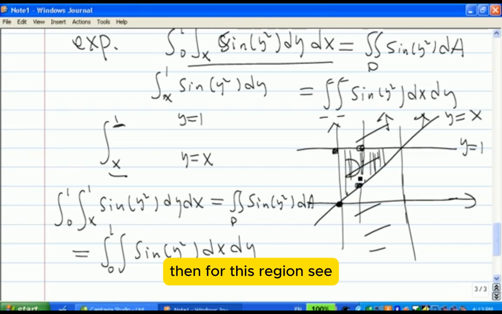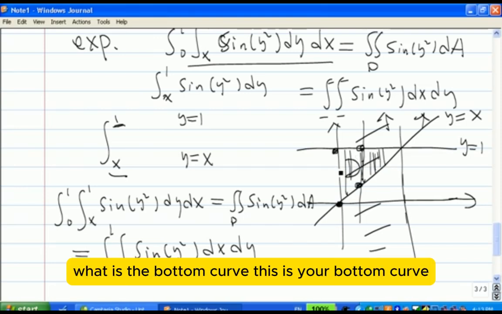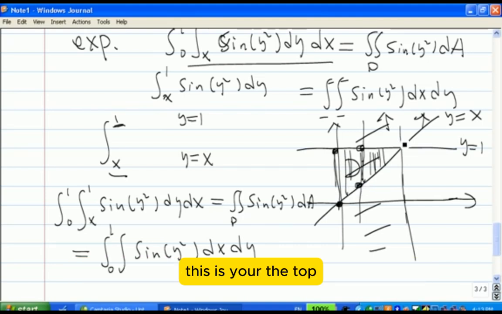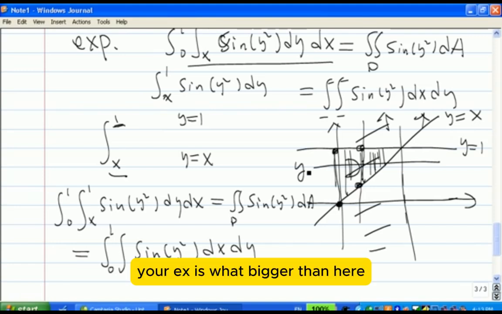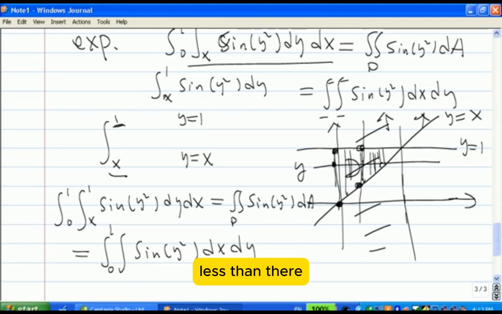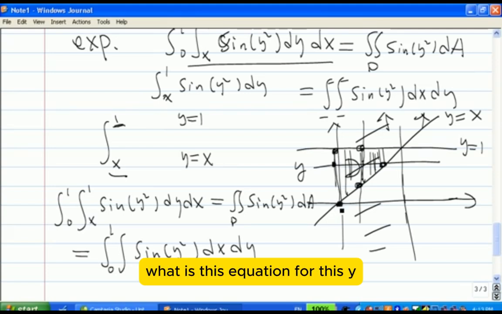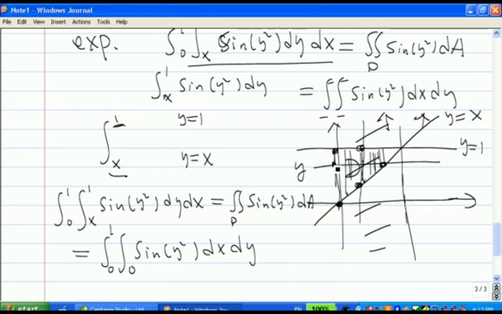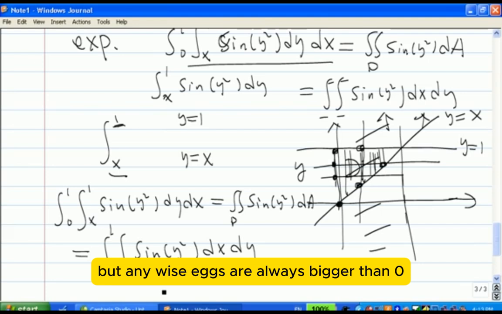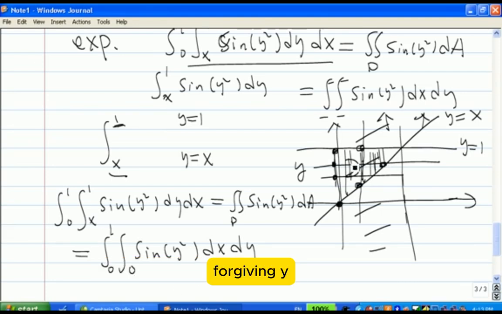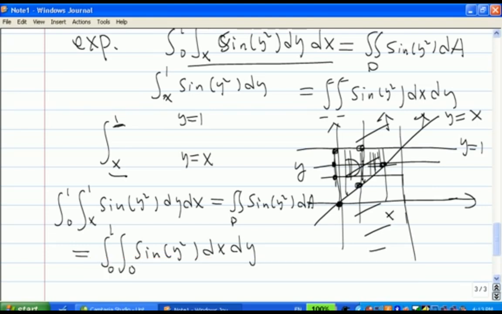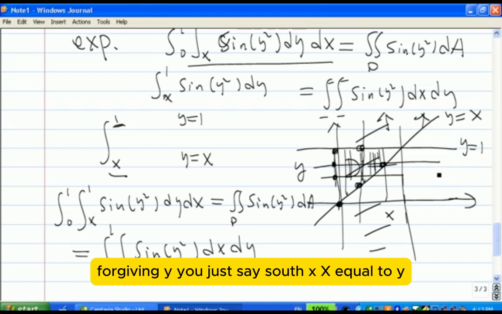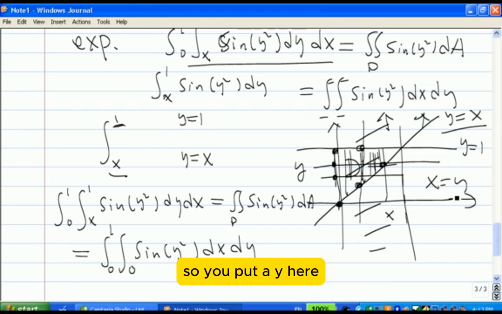Then, for this region, see what the bottom curve is. This is your bottom curve. This is your top curve. So think about a fixed y here. Your x is bigger than here, less than there. What is the equation for this y-axis? x equal to 0, right? For any y, the x is always bigger than 0, and less than that. For given y, this is your x. So your x equals y. For given y, you just solve for x. So x equal to y. So you put y here.